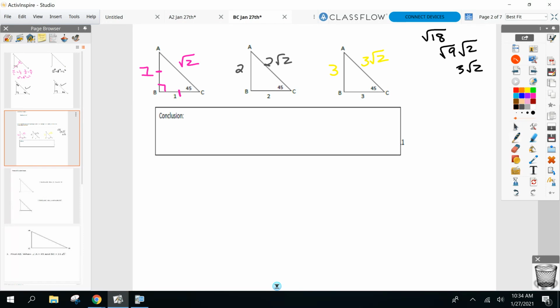So in conclusion, here's what we're going to write. In a 45, 45, 90. Everyone okay on why I'm calling it a 45, 45, 90? Because those are the degree measures. In a 45, 45, 90 triangle, to make it easy on you guys, I'm going to set up a chart here. One column will be 45, one column will be 45, the third column will be 90.